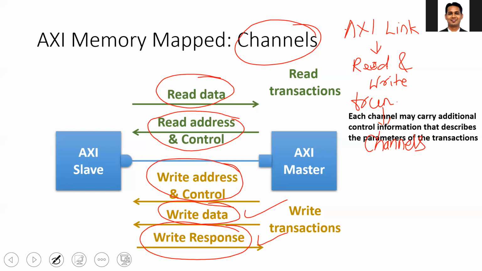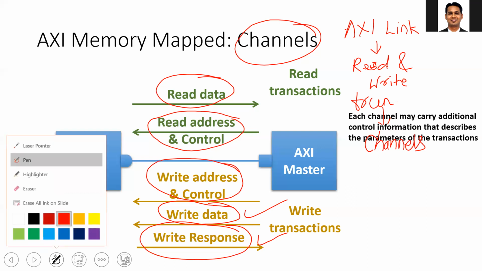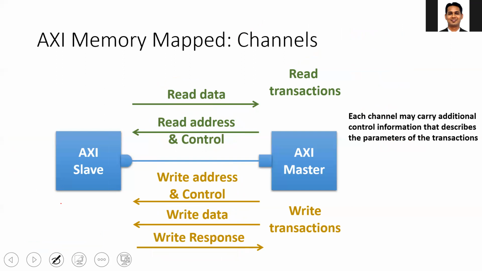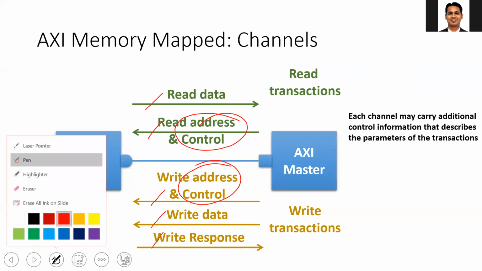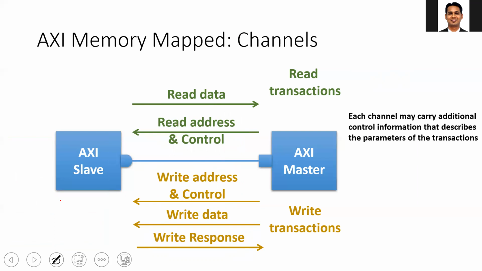Each channel may carry additional information that describes the parameters of the transaction. That's why we say address and control information. Now each one is multi-bit. Each channel is multi-bit, so you may have multiple types of data inside each channel.